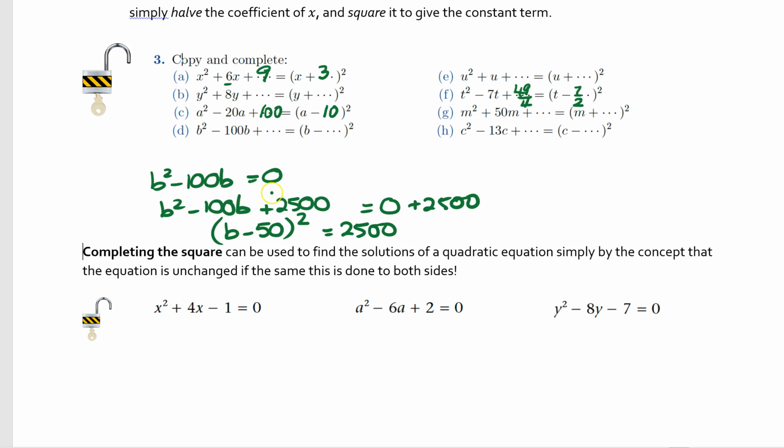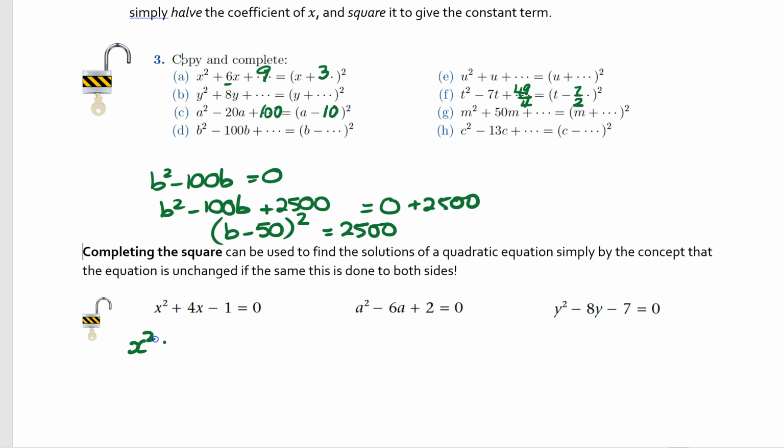I just want you to realize that if I do complete the square, and if there is an equal sign there already, I can't just complete it because I want to. I have to compensate for that. Now I'm hoping that will be more evident down here when I use this technique of completing the square to find the solutions of these quadratic equations.